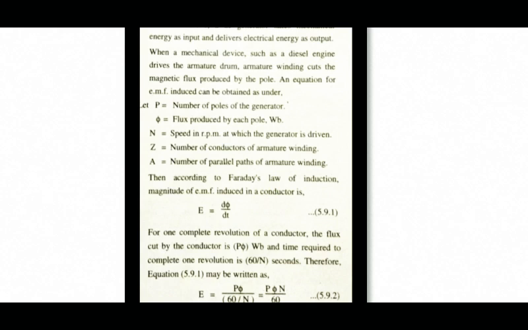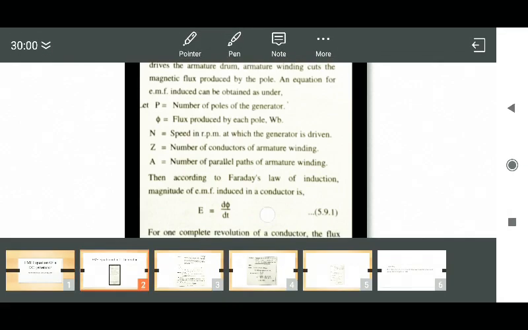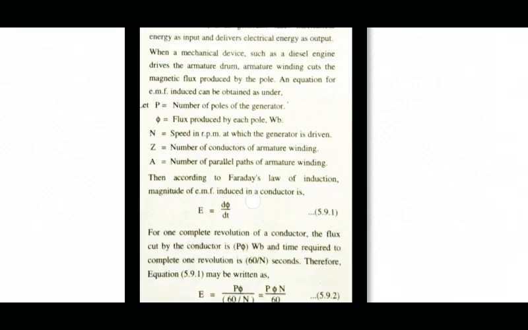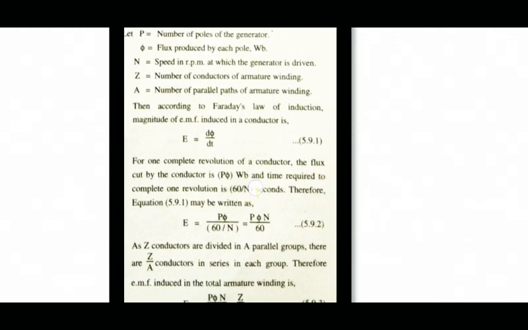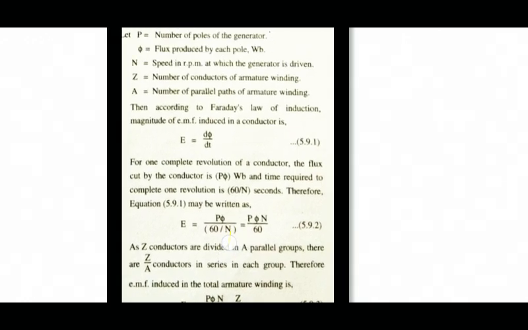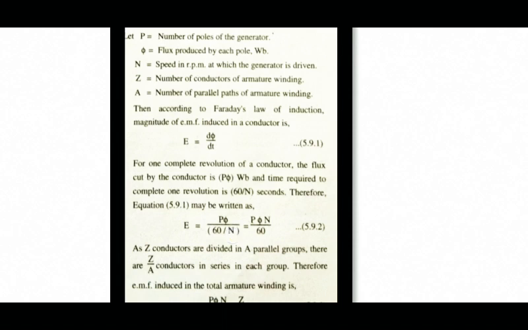According to Faraday's law of induction, the magnitude of EMF induced in the conductor is E is equal to d phi by dt. You can see here. For one complete revolution of a conductor, the flux cut by the conductor is P into phi. P is the number of poles, and phi is the flux, which is measured in Weber. The time required to complete one revolution is 60 divided by N seconds, where N is the speed in RPM, and for 1 minute there are 60 seconds.